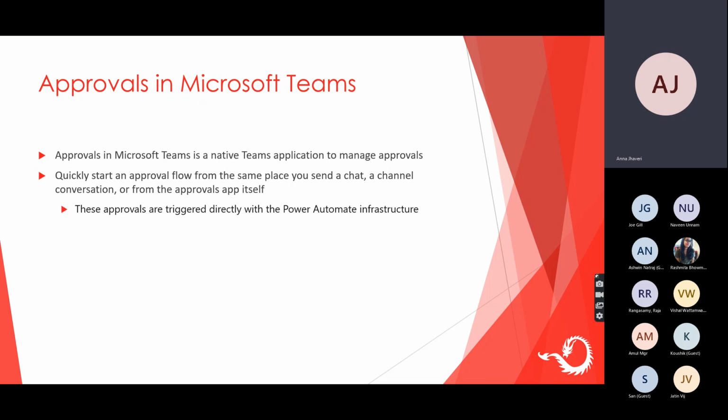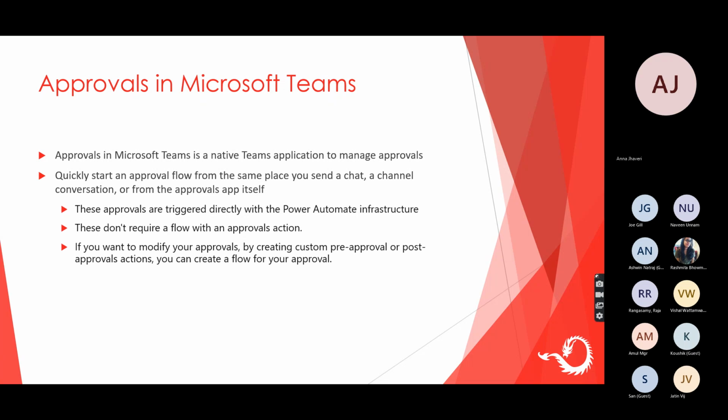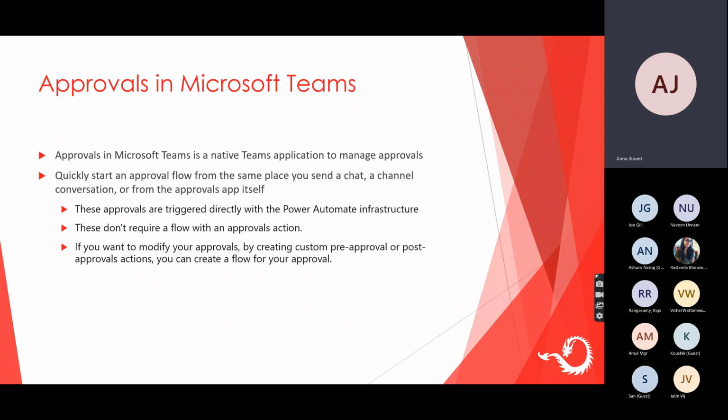The approvals which we create directly from Teams are also supported by the Power Automate infrastructure. It's just that you won't have an actual flow doing it. You are just doing it on the fly from Teams, so it doesn't require a flow with approval actions and all that. This is the case where you don't want any processing done before creating your approval request, or after the approval request is approved or rejected. That's when you will use this, for some quick and dirty scenarios.